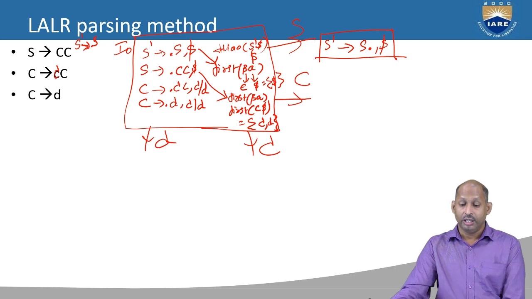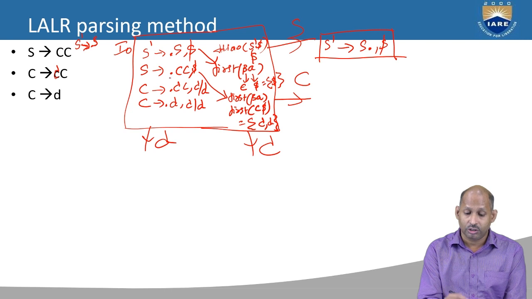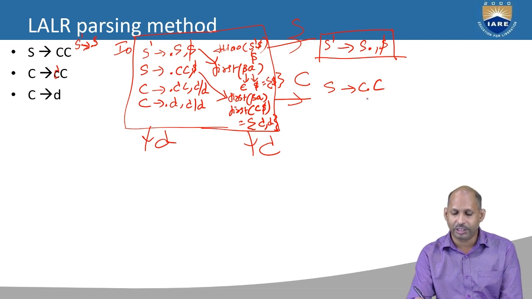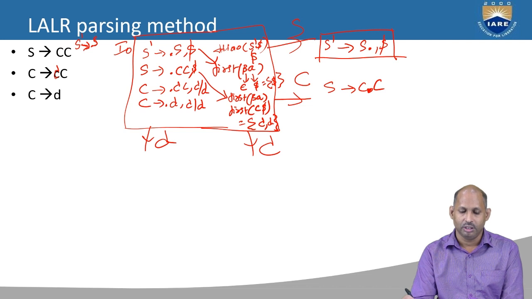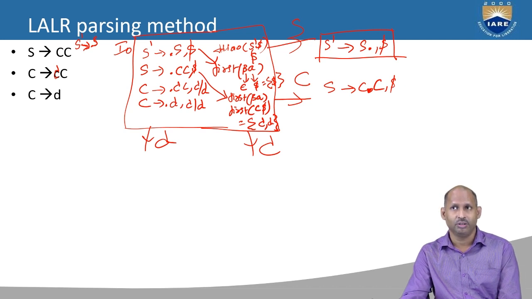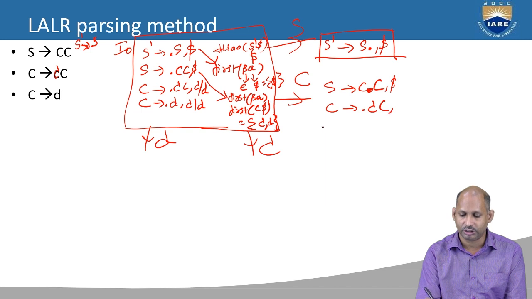Now the next symbol is capital C. Dot C becomes C dot C. Then, if you observe, the dot is followed by the capital variable C. So add C productions.